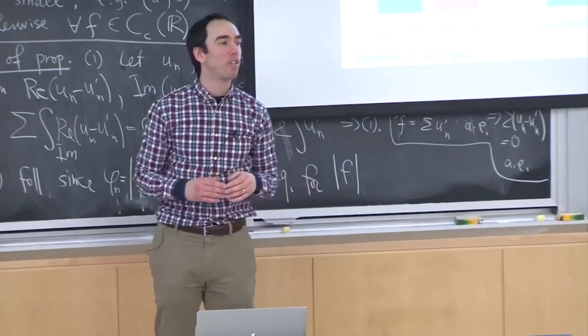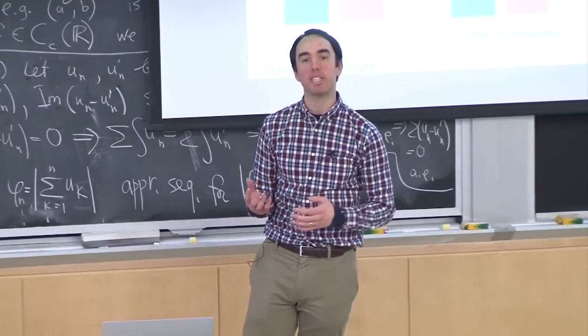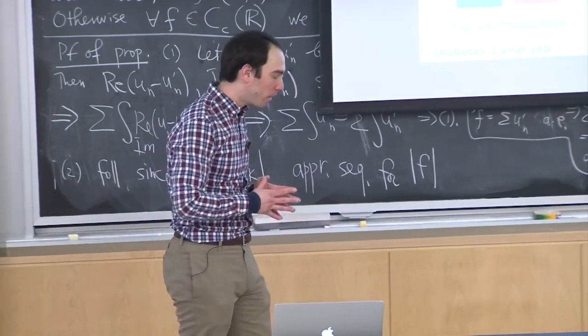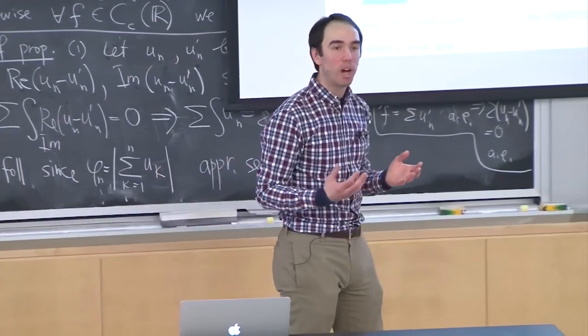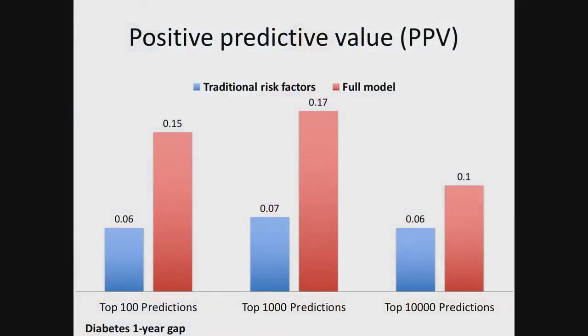I talked about how the criteria which we use to evaluate risk stratification models are a little bit different from the criteria used to evaluate diagnosis models. Here, I'll tell you one of the measures that we often use, and it's called positive predictive value. After you've learned your model, look at the top 100 predictions, top 1,000 predictions, top 10,000 predictions, and look to see what fraction of those patients went on to actually develop type 2 diabetes. And of course, this is done using held-out data.